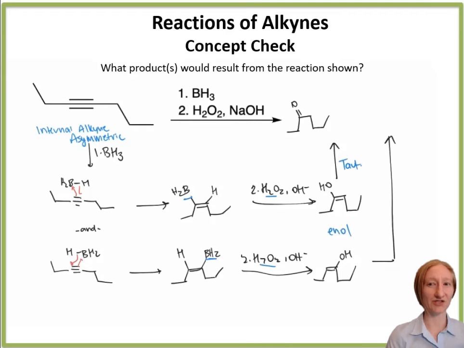So the final reaction products here will be two isomeric ketones, both heptanones, or 7-carbon chains, but one with the ketone in the 3 position and the other with the ketone in the 4 position.